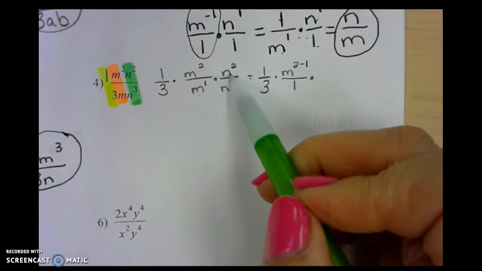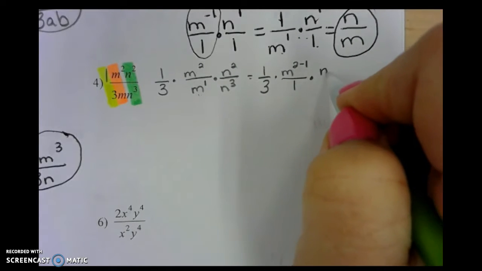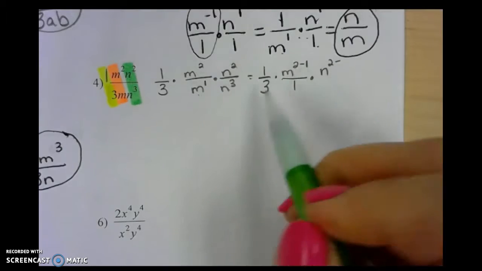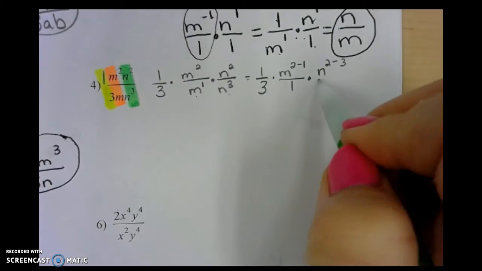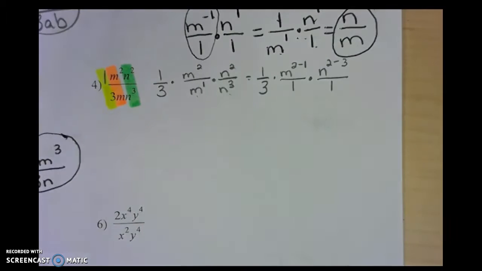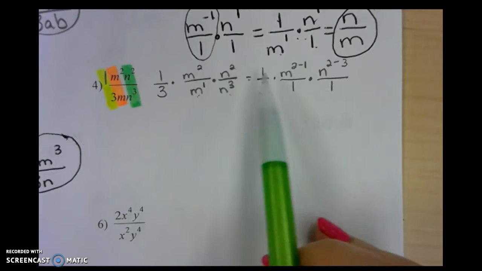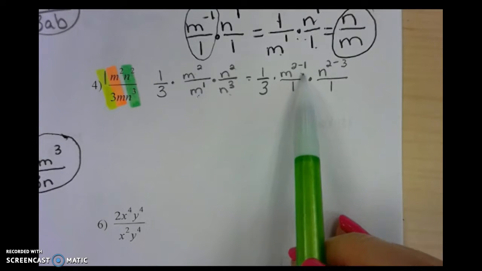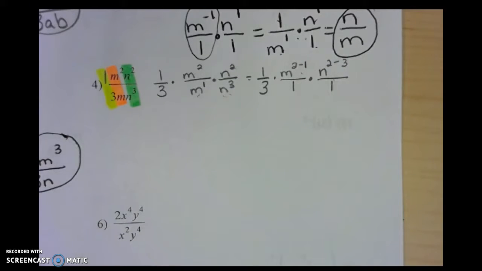For my n's, I've got n squared divided by n to the third. So I'm going to keep the n squared, and I'm going to subtract the 3 factors of n in that denominator and put it over 1 as well. So I've taken the m to the 1 and I've moved it to the numerator by subtracting. I've taken the n to the third and I've moved it to the numerator by subtracting.